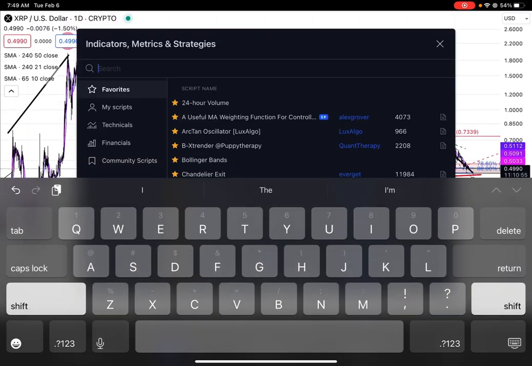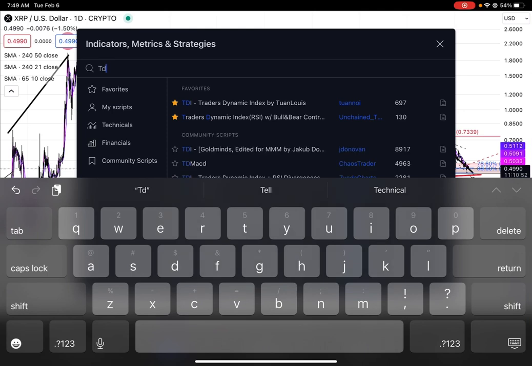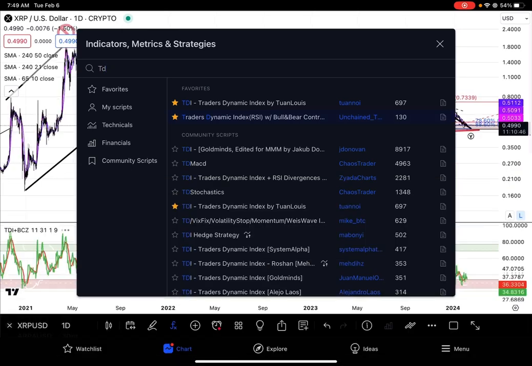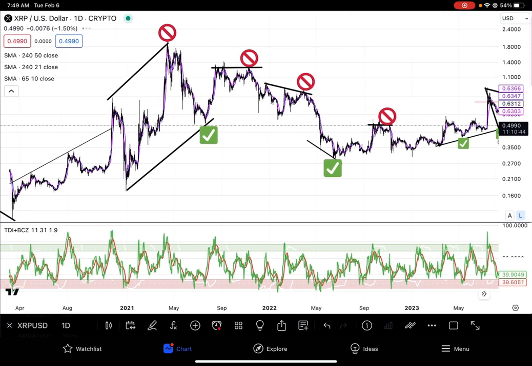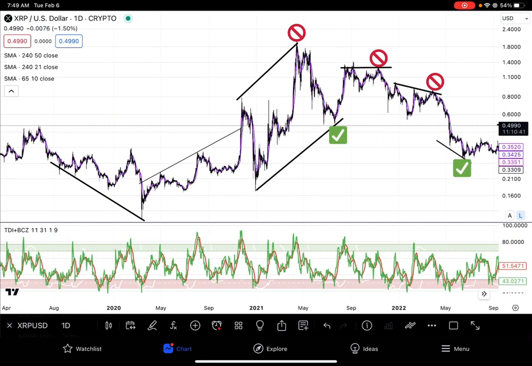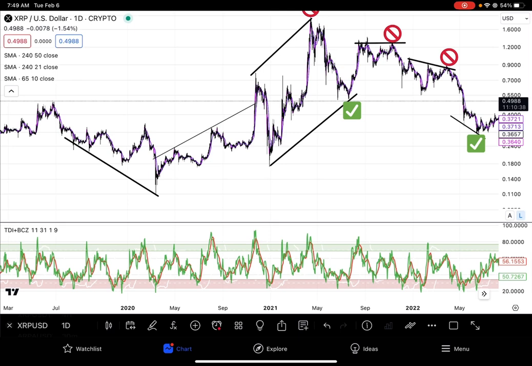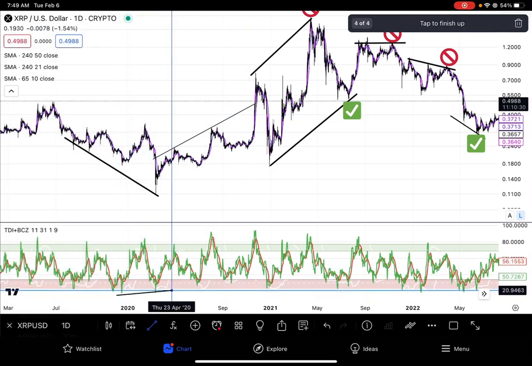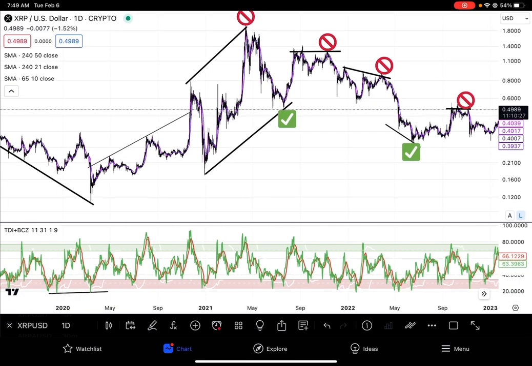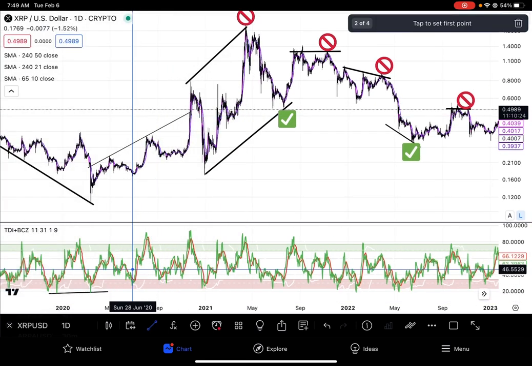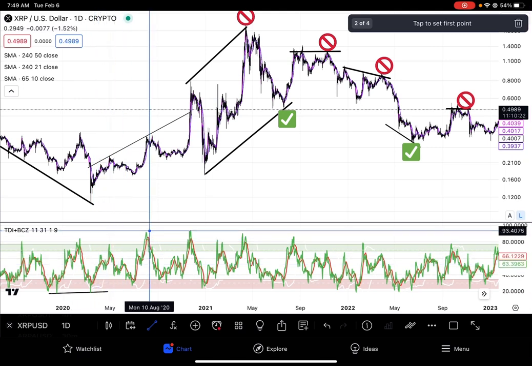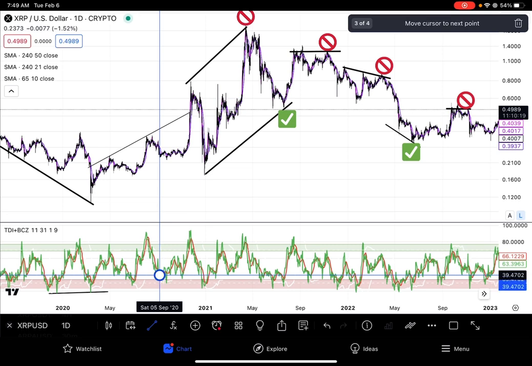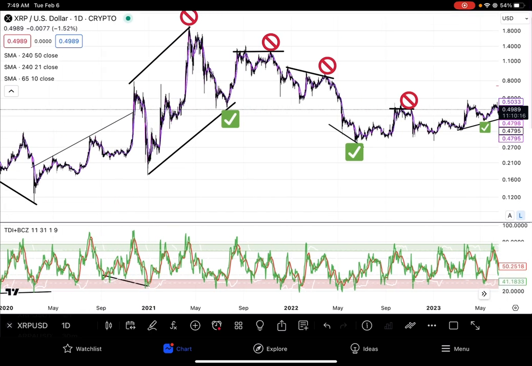We'll take out our indicator here. So I really like this indicator. It's called Traders Dynamic Index. This guy right here. And every single time we form a top or a bottom on XRP, this indicator never disappoints, because over here we have bullish divergence. Okay, that's your bullish divergence to mark the bottom. This is your bullish divergence to mark the bottom again here.